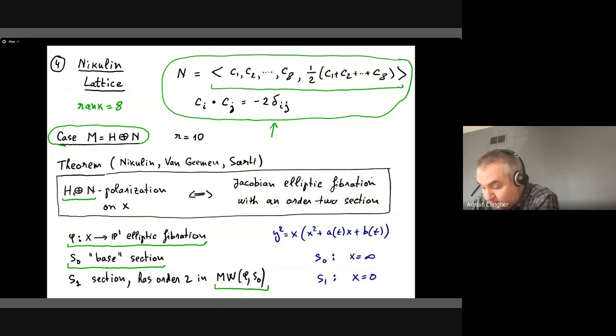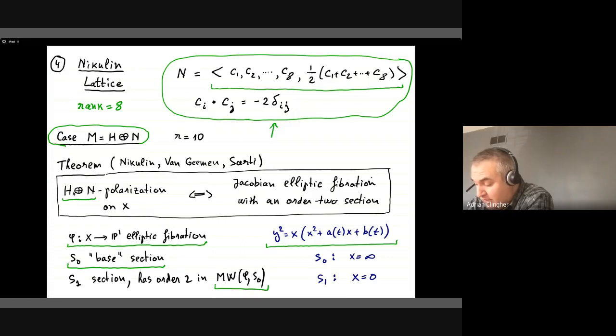And here, polarization by the lattice H plus Nikulin turns out to define an additional section which has order 2 in the Mordell-Weil group. From the point of view of explicit descriptions, the standard model for such an elliptic fibration will be this one. So this is a Weierstrass description of the elliptic fibration. Well, not quite Weierstrass, but a cubic description.